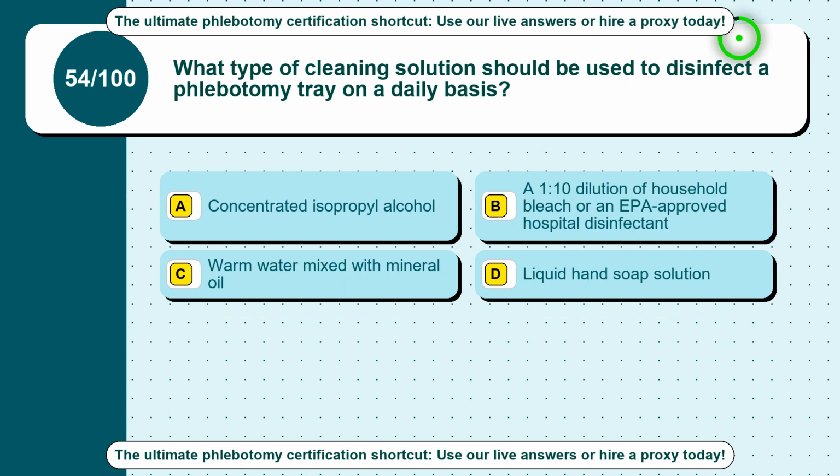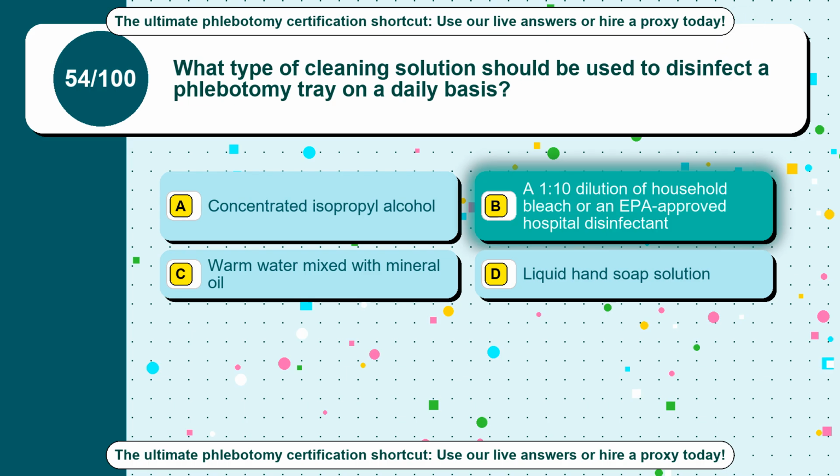Question 54. What type of cleaning solution should be used to disinfect a phlebotomy tray on a daily basis? Option A, concentrated isopropyl alcohol. Option B, a 1:10 dilution of household bleach or an EPA-approved hospital disinfectant. Option C, warm water mixed with mineral oil. Option D, liquid hand soap solution. The correct answer is option B, a 1:10 dilution of household bleach or an EPA-approved hospital disinfectant.